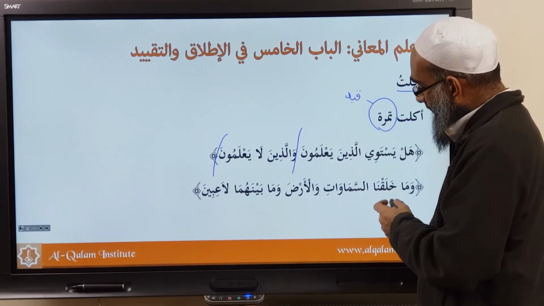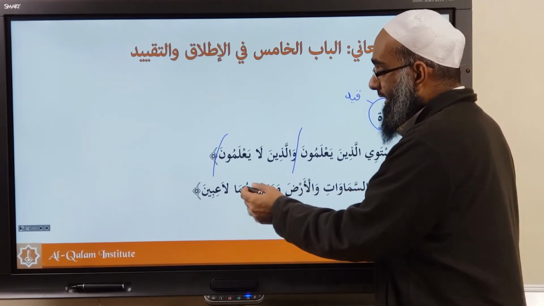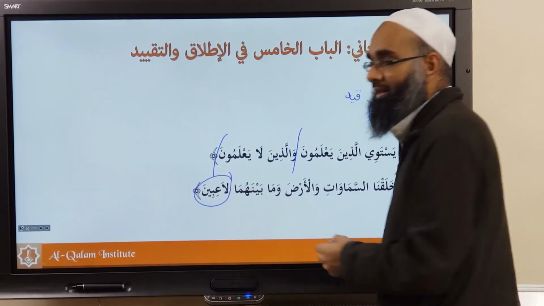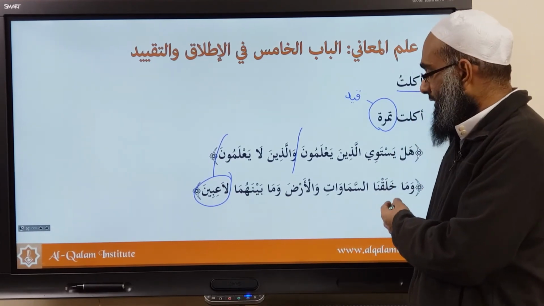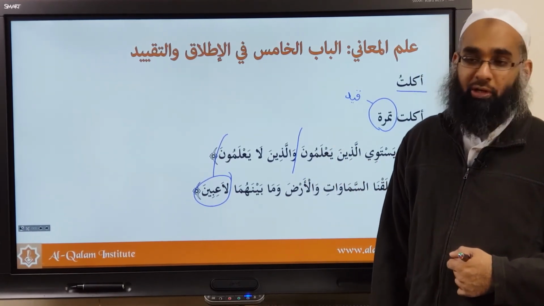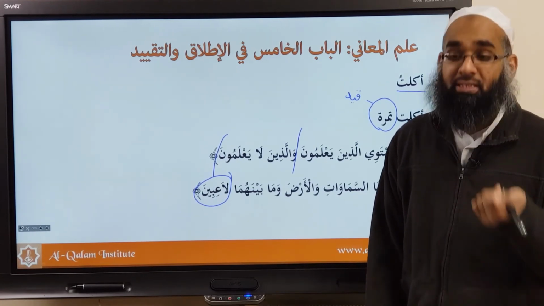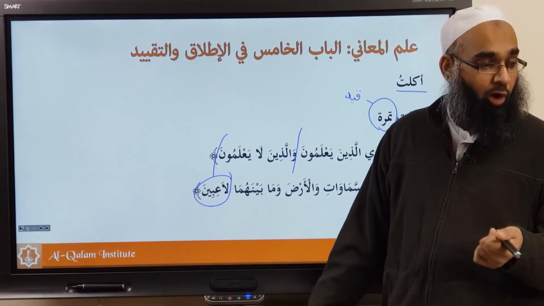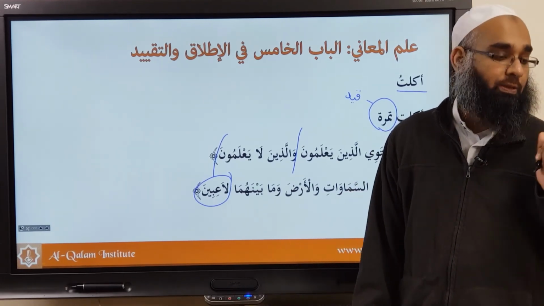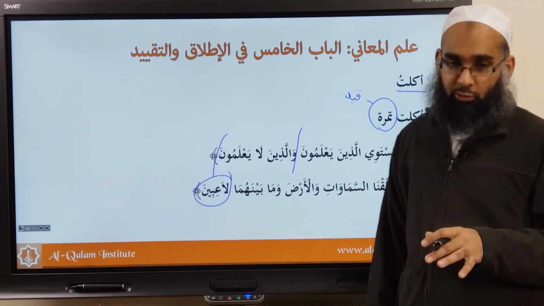And here, ما خلقنا السماوات والأرض وما بينهما. If you take out the hal, the whole sentence becomes kufr. We have not created the heavens and the earth and what is between them. Who created them? The whole purpose of this is the hal: that we have not created them as play and a joke, or for jest or pastime. There's a purpose behind it. Okay? Do you understand the concept?